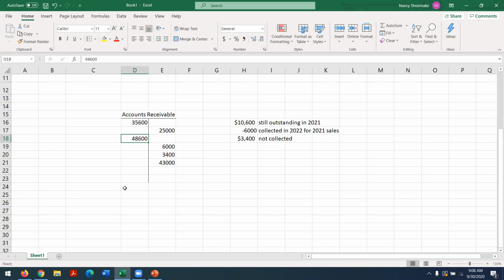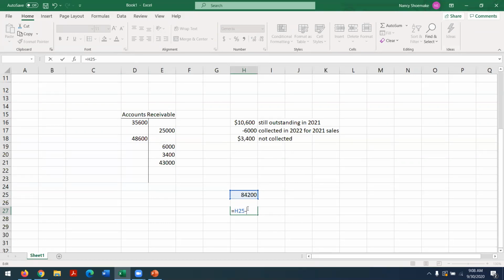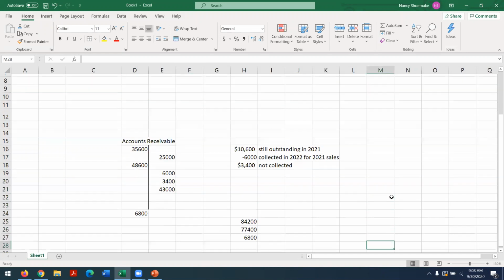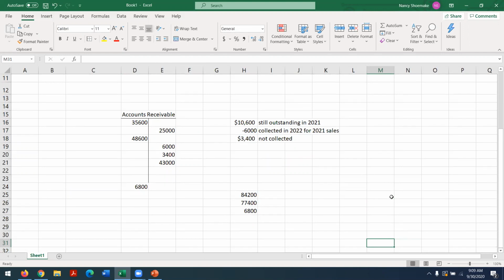So what is our net accounts receivable now? We would know by adding these and subtracting this. That was cute. We should have a net balance here of $6,800 sitting in our accounts receivable. That makes sense? Make sense?